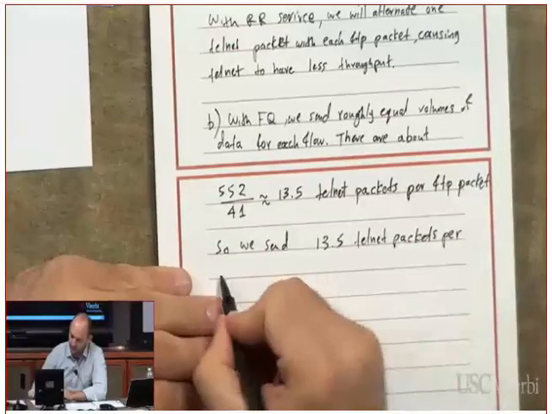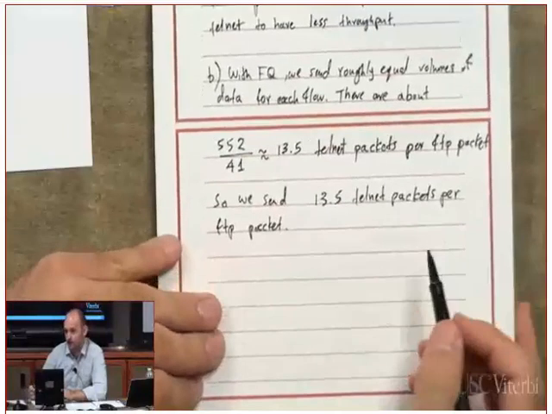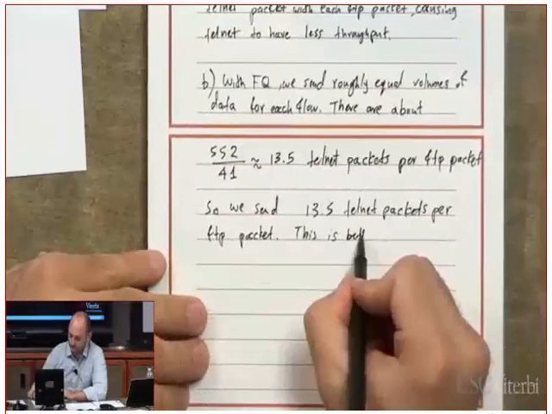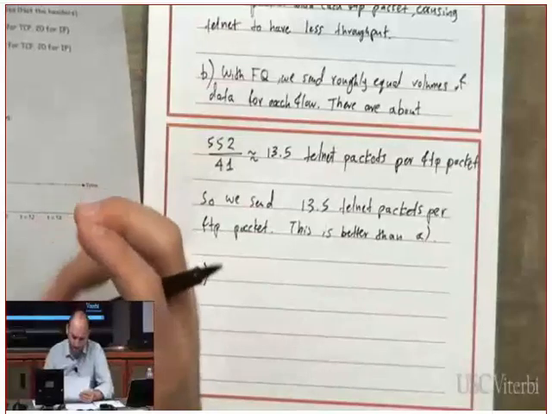So in this case, what happens? We will send how many Telnet packets per FTP? 512, exactly. We send 512 Telnet packets per FTP packet. And of course the FTP, right? Okay.